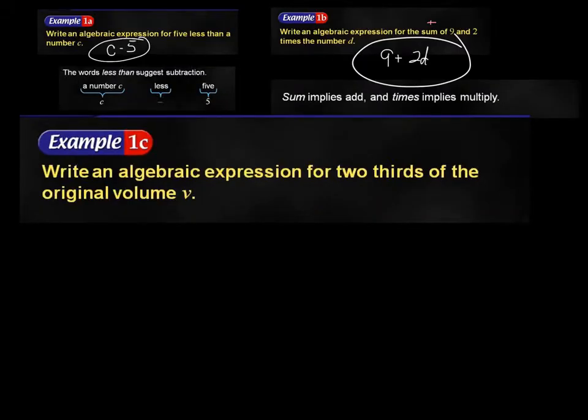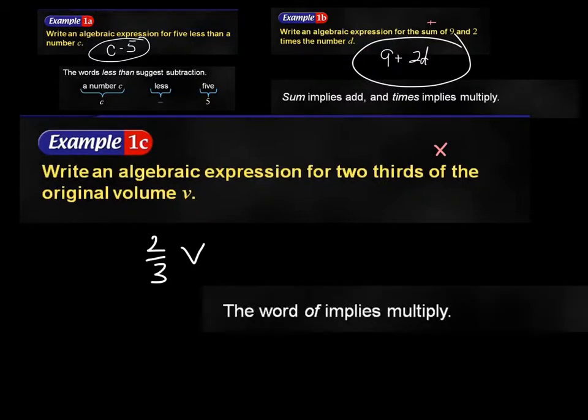Write an algebraic expression for 2/3 of the original volume v. Every time we see the word of in a word problem, we think times, and I use the little x, even though I say we try not to use it in algebra. I'm a big old hypocrite. I won't write it that way when we write it out. So 2/3 of the original volume v is 2/3 times v. The word of always reminds us to multiply.